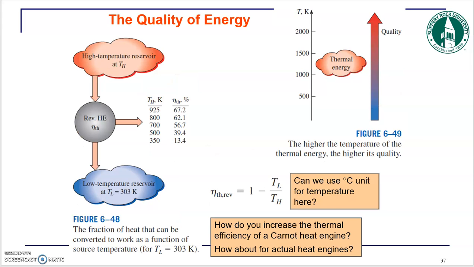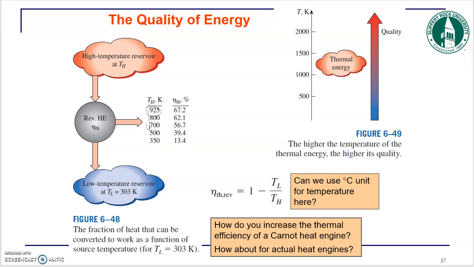Next, we want to talk about the quality of energy by just doing an example. If you look here, you have a heat engine operating between two reservoirs, one at TH, one at TL. Assume that you keep the low temperature reservoir constant at 303 Kelvin, and you start the high temperature at 925 and decrease that high temperature reservoir temperature from 925 to 350, and look at how much the efficiency of your heat engine would change.